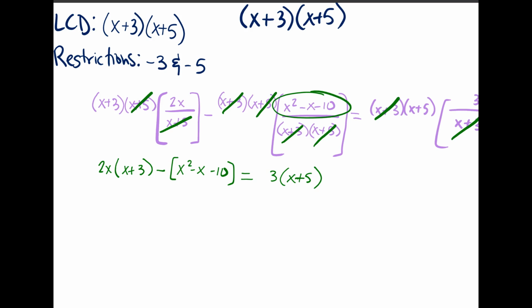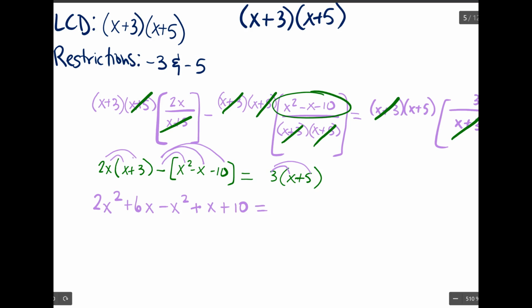What should we do now? Distribute. Exactly. And do not forget to distribute that negative out. So 2x squared plus 6x minus x squared plus x plus 10 equals 3x plus 15. Going to combine like terms, make it a little simpler to look at.